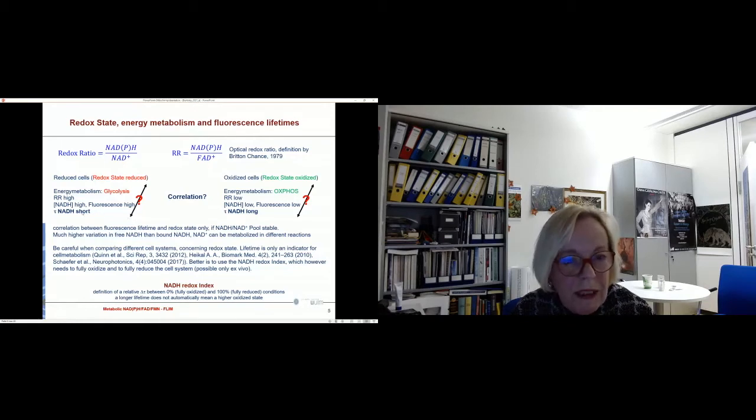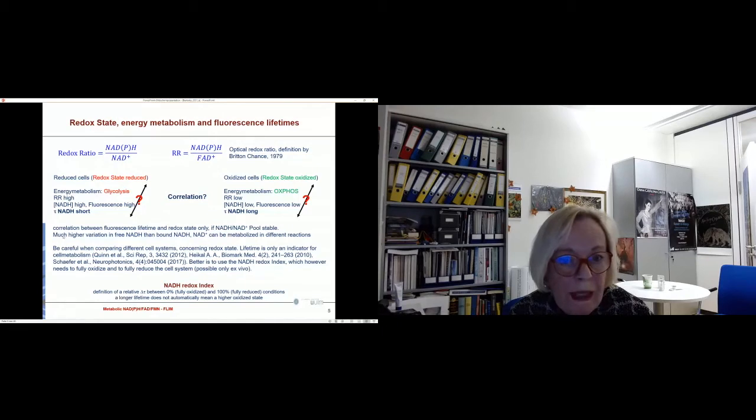People are sure that there is a correlation between the lifetime and the energy metabolism. For example, glycolysis is always correlated to a short fluorescence lifetime of NADH. But is there also a correlation between the redox state and the fluorescence lifetime? Of course, the same is true for the oxidized state.